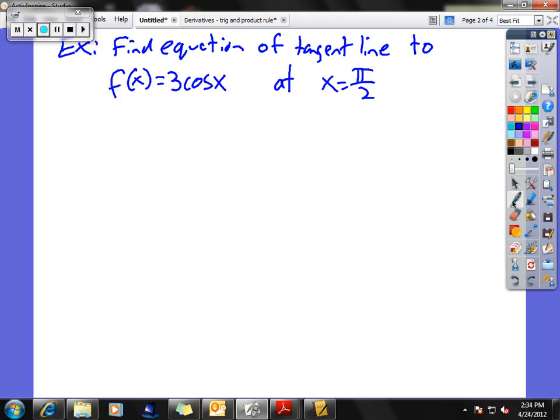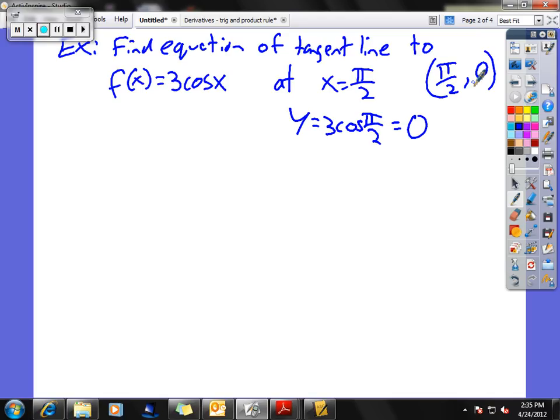We only have an x. So the first thing I want to do is get my y. Plug the x into the original here. So y is going to be 3 cosine pi over 2. And you all know what cosine pi over 2 is. It's 90 degrees, first of all. Cosine of 90 degrees is 0. Okay? So we have the point pi over 2, 0.